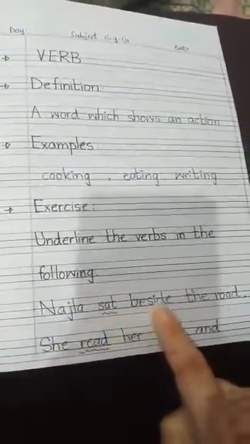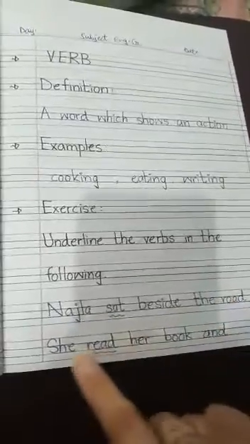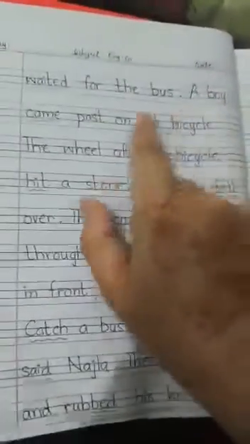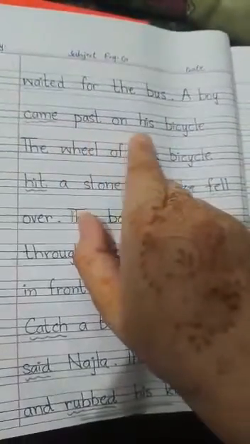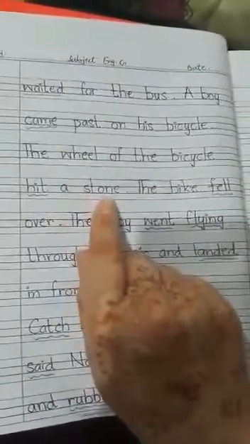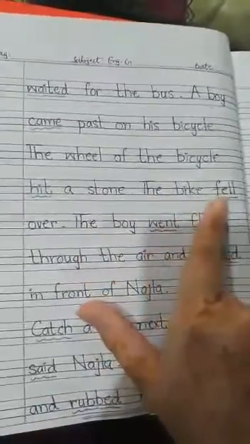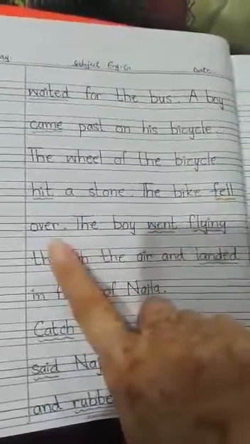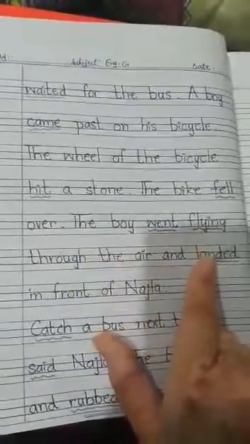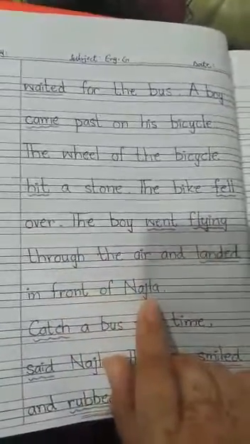Najla sat beside the road. She read her book and waited for the bus. A boy came past on his bicycle. The wheel of the bicycle hit a stone. The bike fell over. The boy went flying through the air and landed in front of Najla.